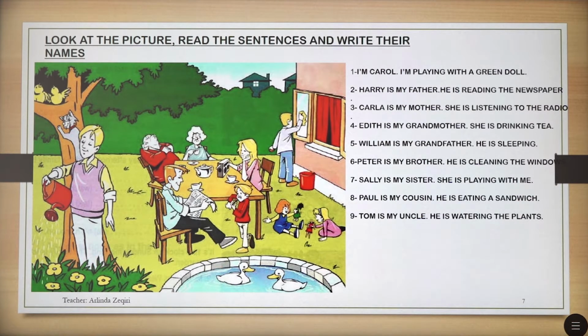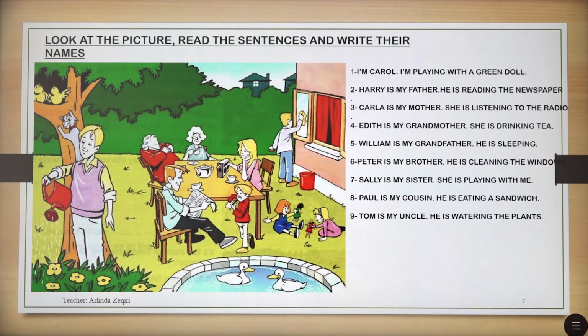6. Peter is my brother. He is cleaning the windows. So, yes, you can see him. He is the only person cleaning the windows. 7. Sally is my sister. She's playing with me. So, did you find Sally? Yes, she's playing with the red doll.